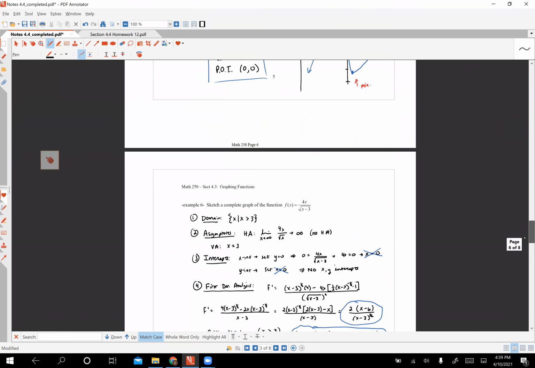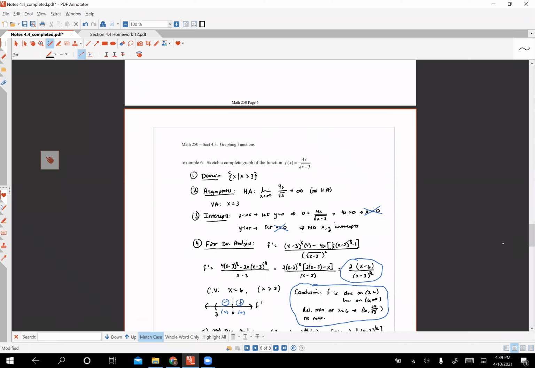There's a very exciting problem. Yes, example 6. We're going to do example 6, and then problem 12 from the homework. So let's say we wanted to graph 4x over the square root of x minus 3.